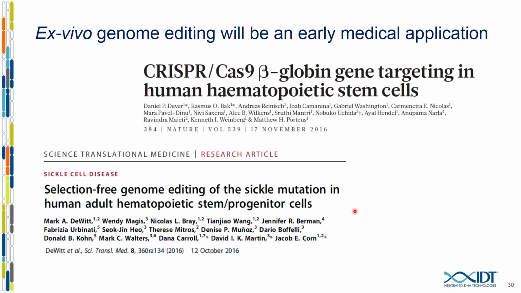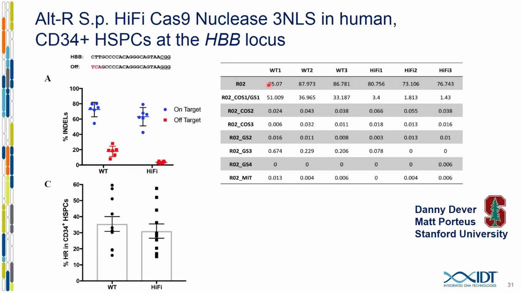And we actually had been sending this protein to beta testers so that we have data not just in our hands. Some of the early applications of CRISPR-Cas9 are going to be these ex vivo genome editing therapies. In particular, our close collaborators, Danny Dever and Matt Porteous at Stanford, are looking at editing of the beta globin 1 gene, which is associated with sickle cell disease and beta thalassemia. What they have here in the upper left-hand corner of this figure is the target site they are trying to edit in this HBB gene.